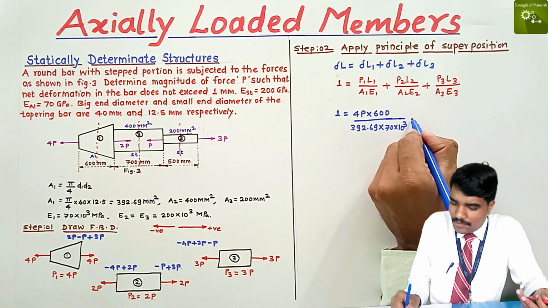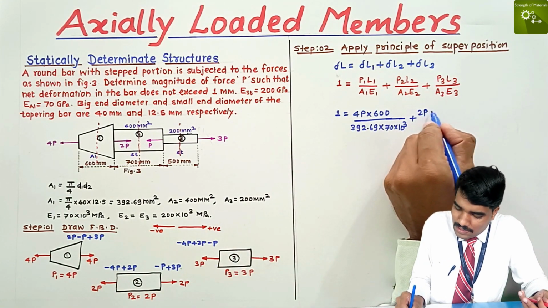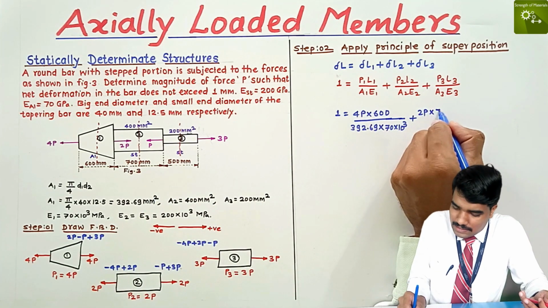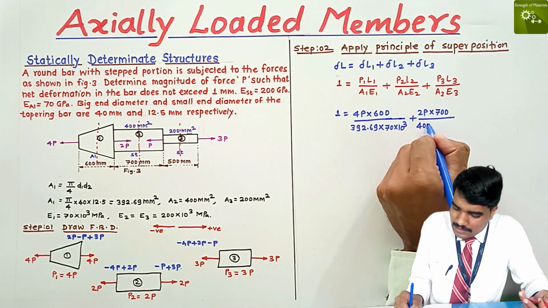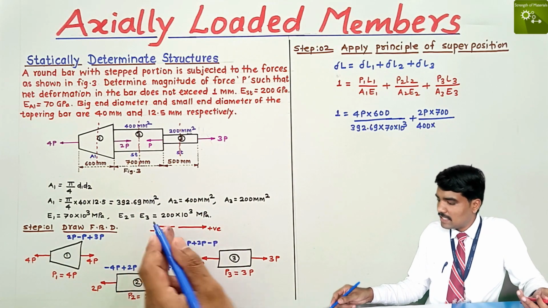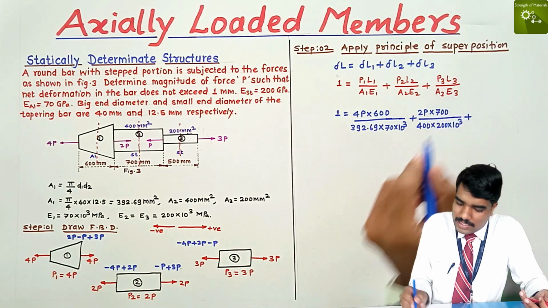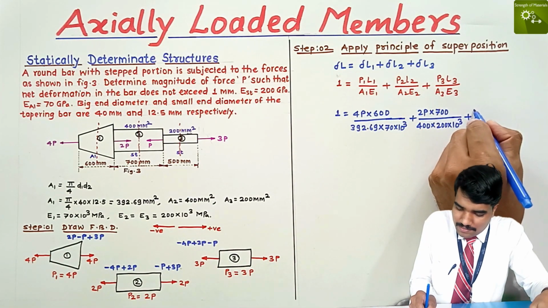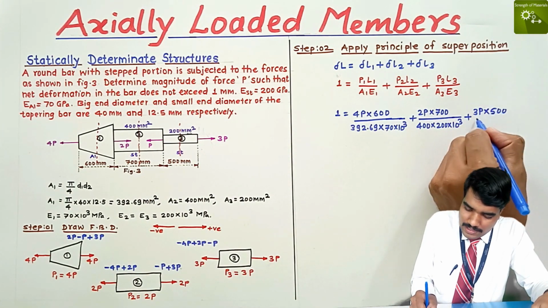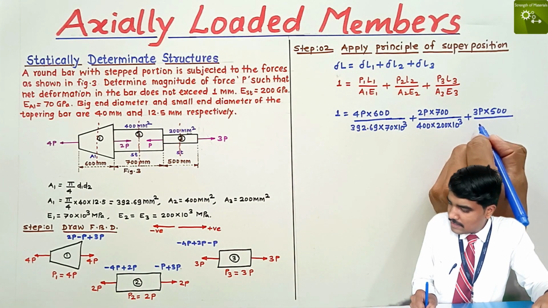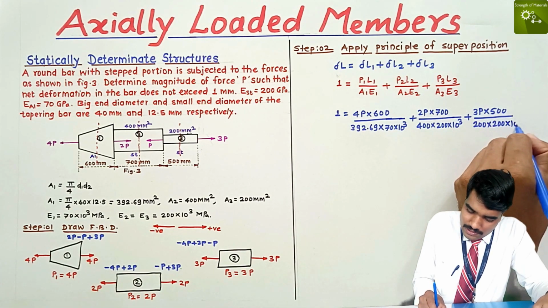Okay, P2 is 2P, it is tensile, that's why it is positive. 2P into its length 700, divided by area 400, into E, modulus of elasticity, 200 into 10 raised to 3. Again P3 is 3P, it is again positive, it is tensile, its length is 500 mm divided by area. Area is 200 mm square into E is again 200 into 10 raised to 3.